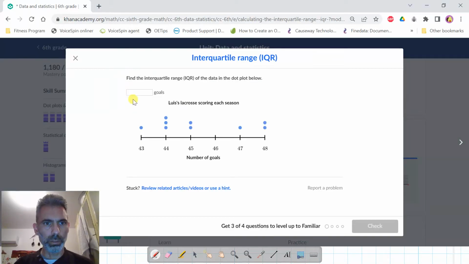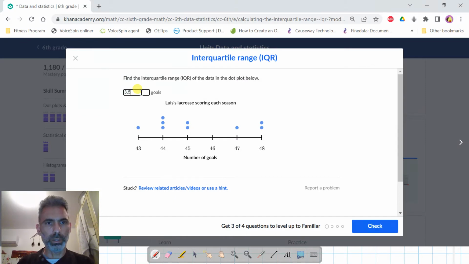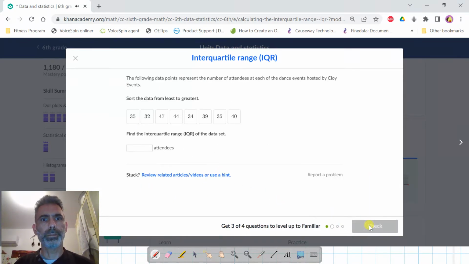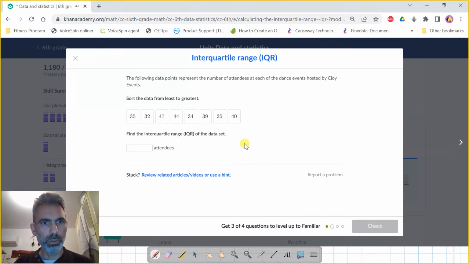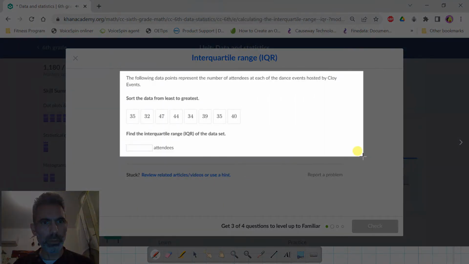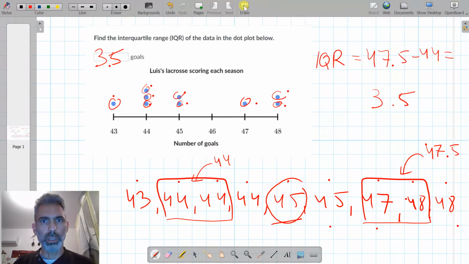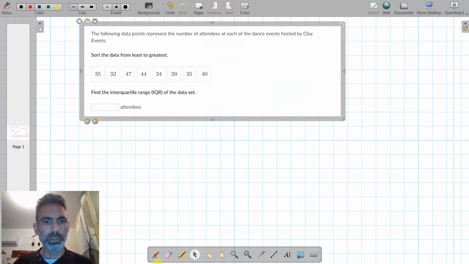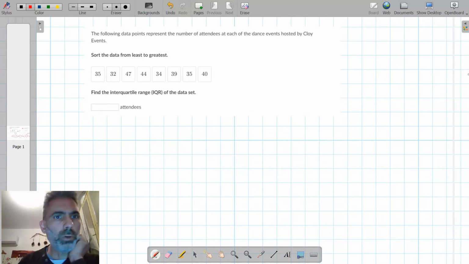So let's put this answer and see if it is correct. Good. Okay. Next question. First, I'm copying to the board. Now let's see the question. The following data points represent the number of attendees at each of the dance events hosted by CLO events. Sort the data from least to greatest.